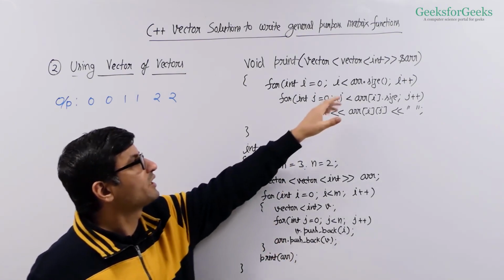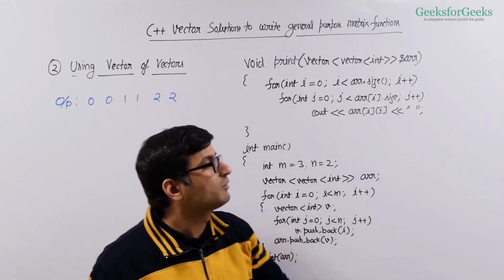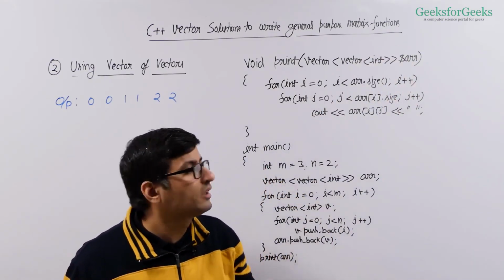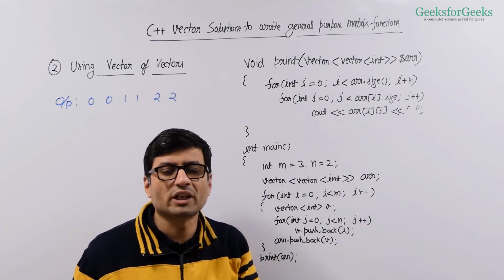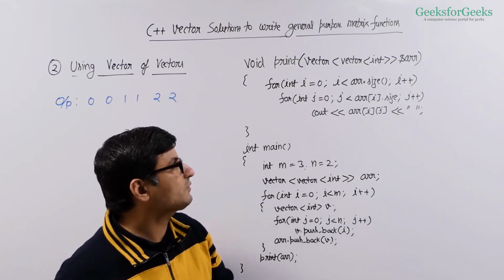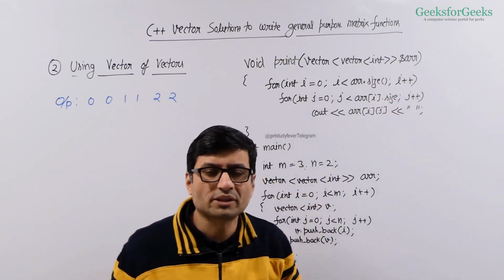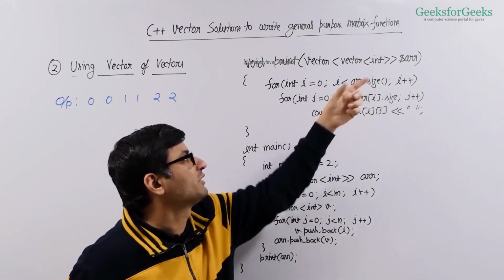And inside this print function, we are not passing the number of rows and number of columns as an argument, because arr.size will tell us how many rows there are, and arr[i].size will tell us how many columns we have in individual rows. Please note that we are passing it by reference to do optimizations, to avoid copying of this vector variable to this vector variable.